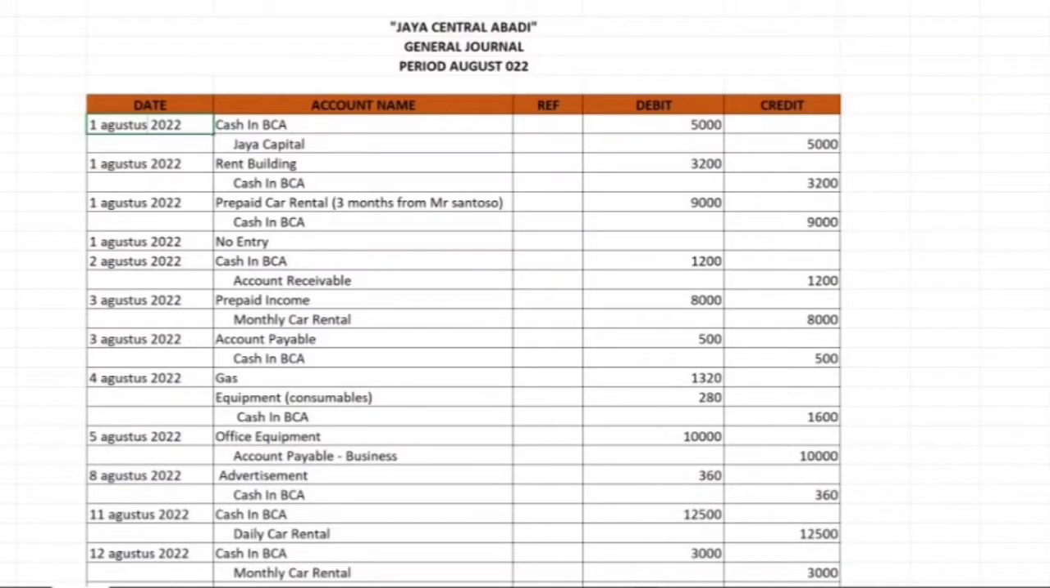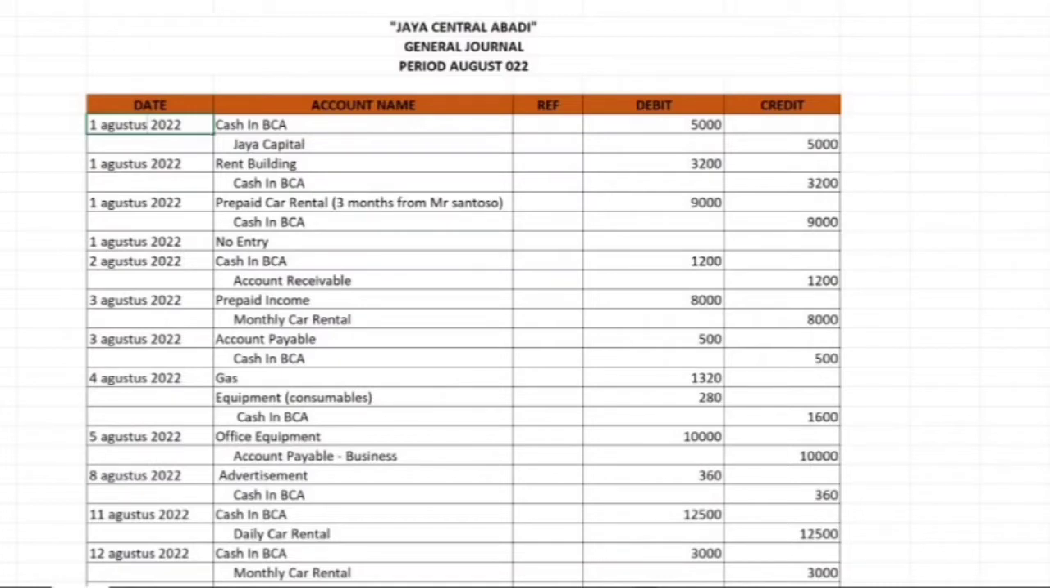Number 1. Receiving deposit for capital increase. Increase next to debit for 5,000. Cash in BCA is in debit side for 5,000. Jaya Capital is in credit side for 5,000.